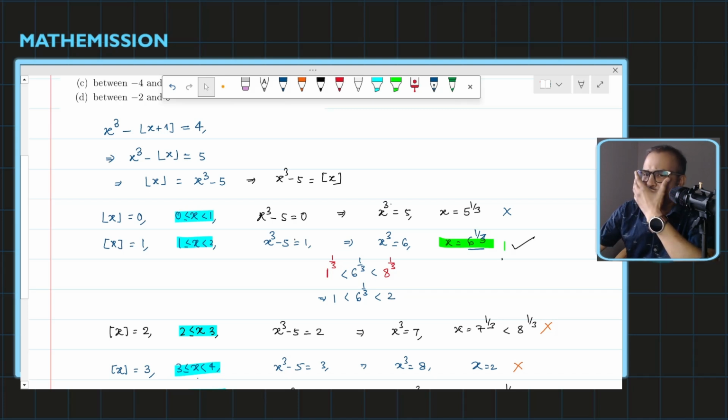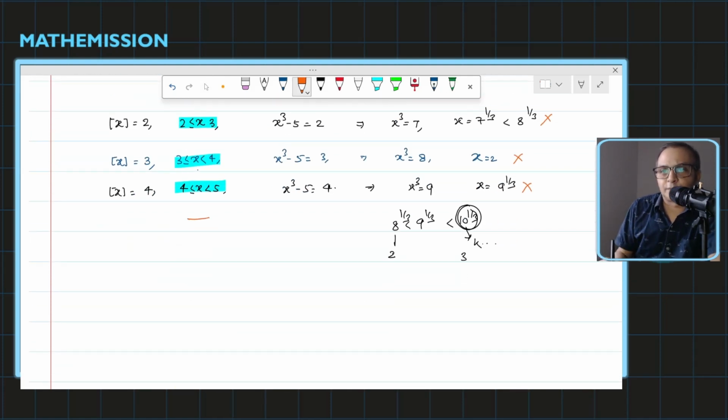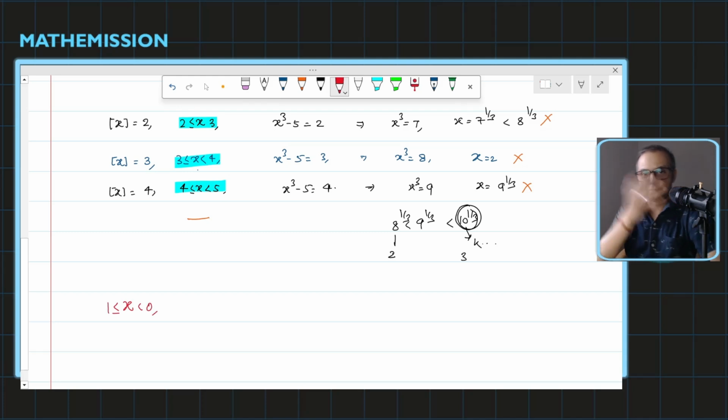Can we get any solution which is less than 0? So for less than 0, let's check one thing. Suppose I'm taking x lies between -1 and 0. The first integer I'm taking from the left, to the left.